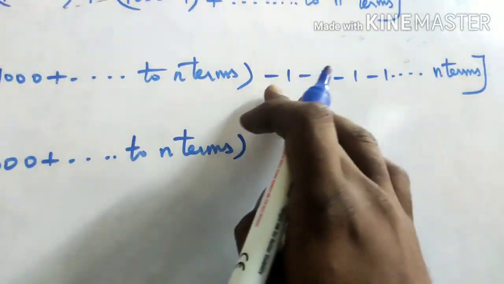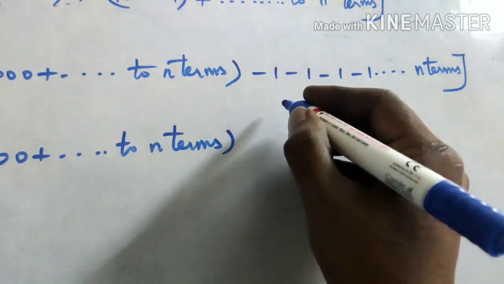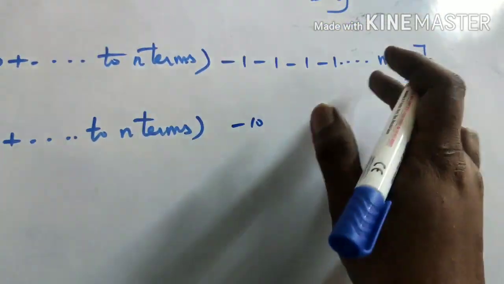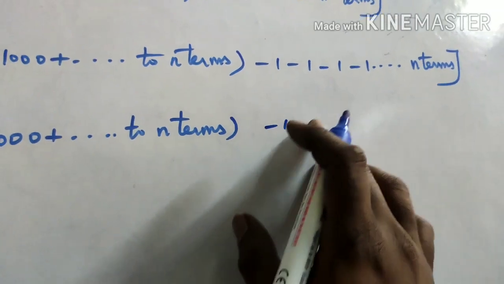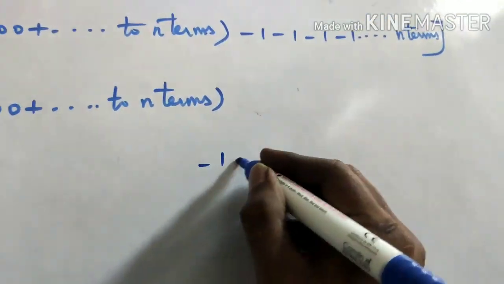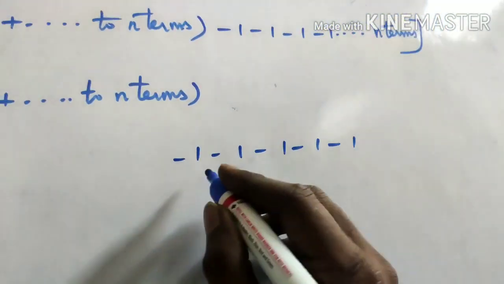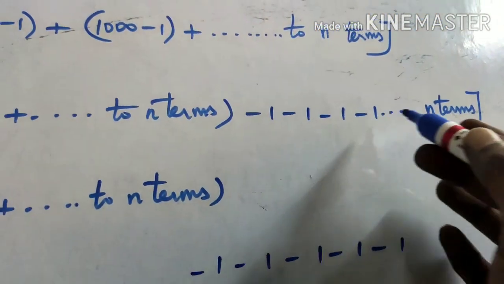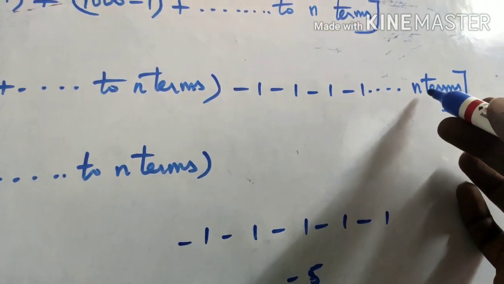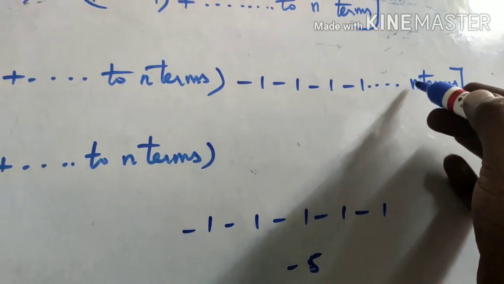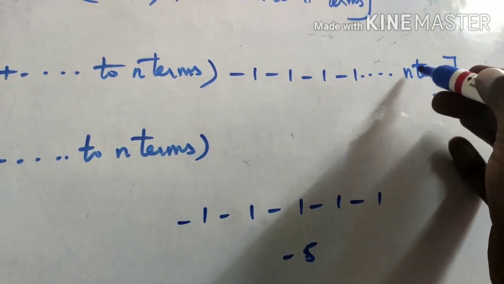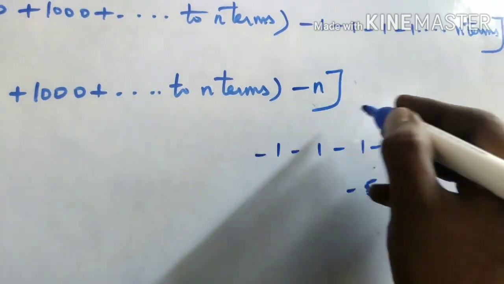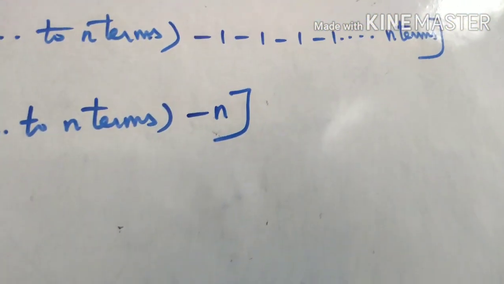If, for example, there are 10 minus 1s, what is the answer? Minus 10. If you add and put the same symbol, we get minus 10. If there are 5, minus 1, minus 1, minus 1, minus 1, minus 1 means the answer is minus 5. But here we don't know how many minus 1 are there. There are n terms. 10 terms means minus 10, 5 terms means minus 5 we can write. But n terms means, so I am writing minus n. Simple. That's all.